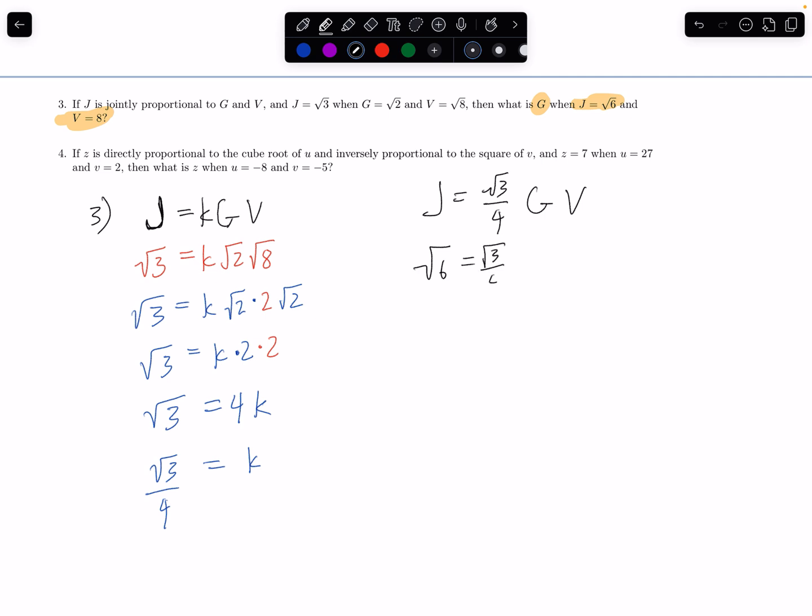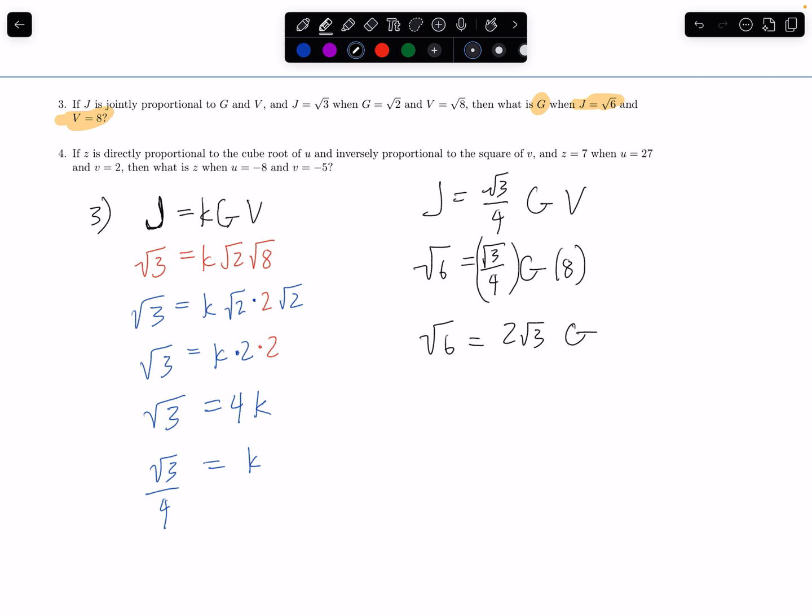that's root 3 over 4, and we're solving for G, so G stays G, and V is 8. That's right, parentheses, so we know we're multiplying. Okay, so let's combine these guys first on the right-hand side. That's going to be square root of 6 equals 8 on the top, 4 on the bottom. That is going to cancel, give me a 2 left over in the top. So I have 2 root 3 times G.